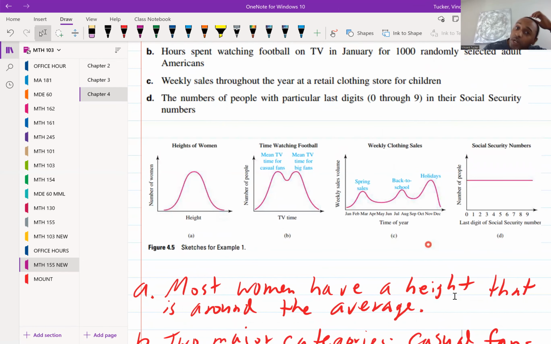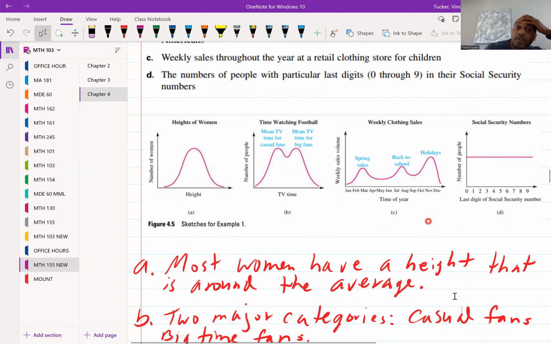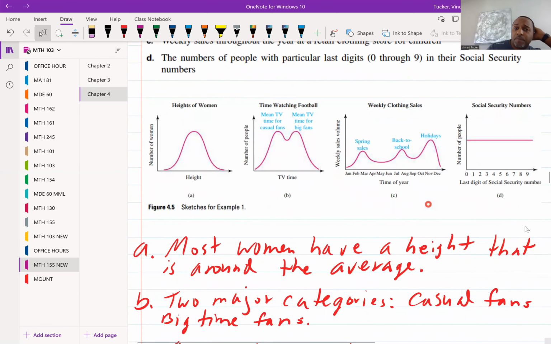B, we have the hours spent watching football on TV in January for 1,000 randomly selected adult Americans. So notice the way they labeled the peaks. You have the mean time for casual fans, then the mean time for big fans. And then you have this little downtime in the middle. Well, that's where most people fit. You got the real big time fans, the extremists, then you have the casual fans, and then you have a lot of people in between. That's why it doesn't go all the way down. But you have these two major peaks, or two major categories, of casual fans and then big time fans.